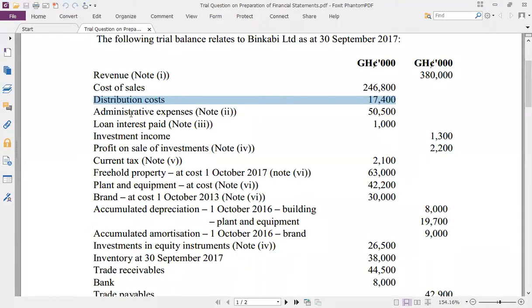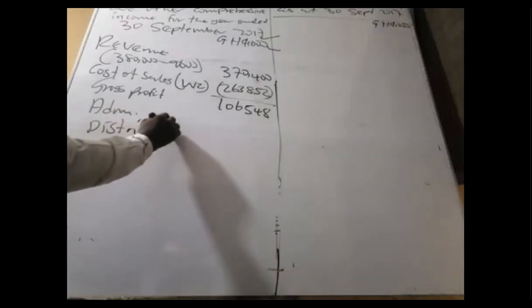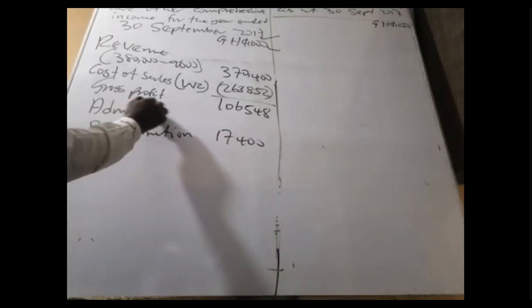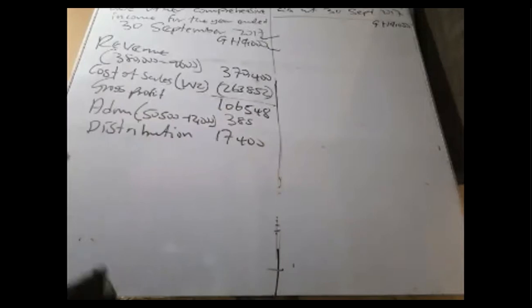Distribution happens to be 17,400, and admin is 50,500. So 17,400 for distribution. Admin, open a bracket, is 50,500 less than 12,000. Good, so you get something like 38,500. Can you put them in brackets? We are subtracting, and finance as well.